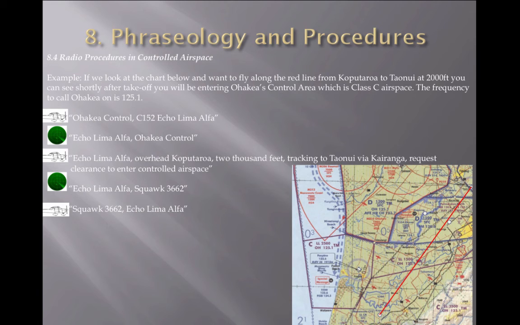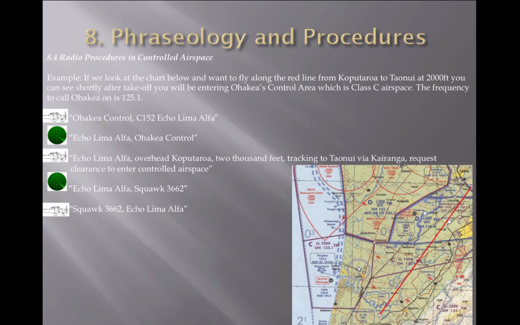You'll make the call. Ohakea control, Cessna 152 Echo Lima Alpha. You will, from Ohakea control, receive a go-ahead: Echo Lima Alpha, Ohakea control. You'll respond: Echo Lima Alpha, overhead Kopataroa 2,000 feet, tracking to Taonui via Karioi, request clearance to enter controlled airspace.